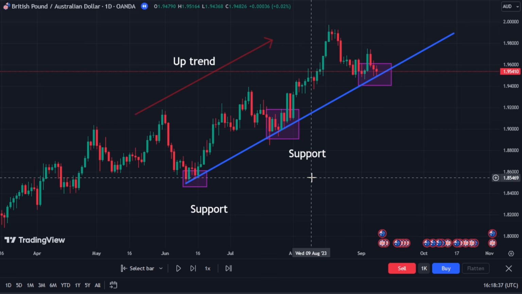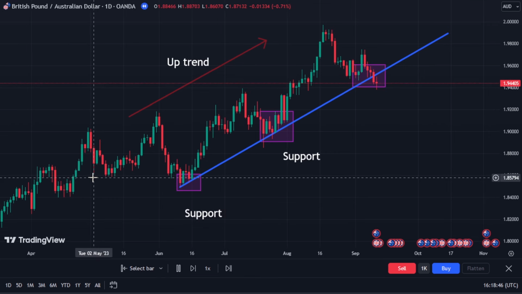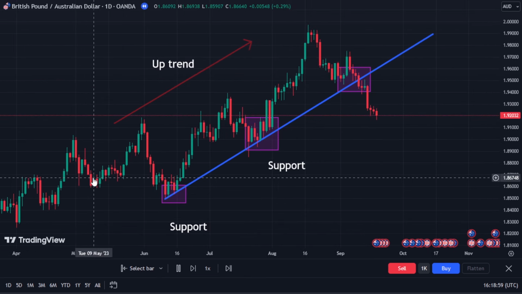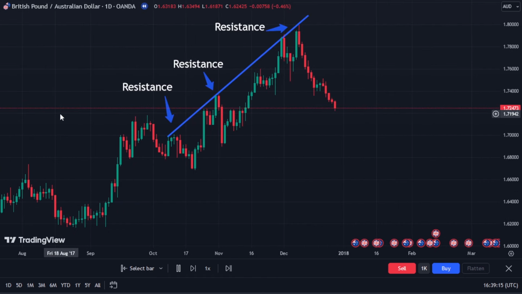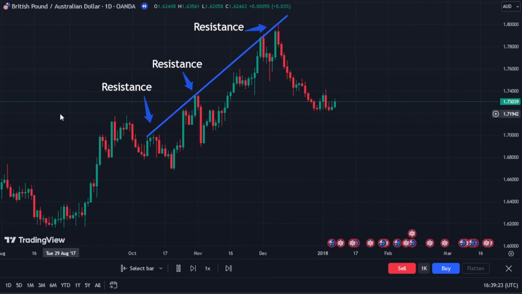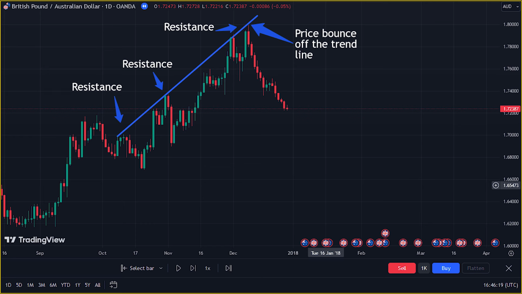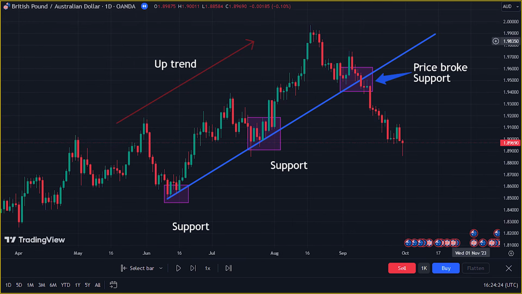So, how can you use trend lines to your advantage? When the price approaches your trend line, only two things can occur. One, the price could bounce off the trend line and continue the trend, or two, the price could break out through the trend line and cause a reversal to occur.